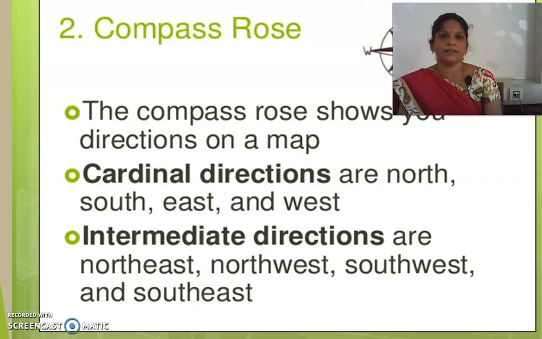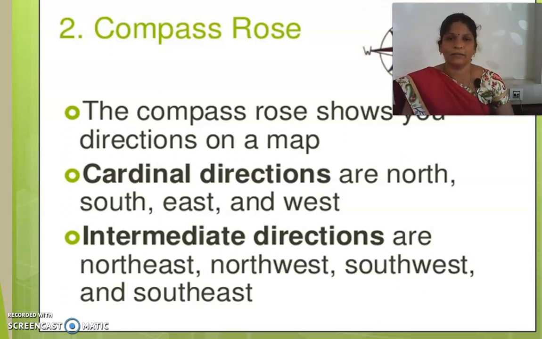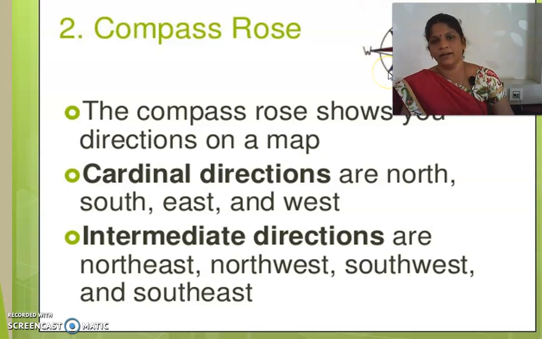Then another is intermediate directions. This blue color here gives the meaning for us. This is north-east. This is south-east. Here south-west. Here north-west. So these directions are called intermediate directions. Okay, children? Yes, do you understand?